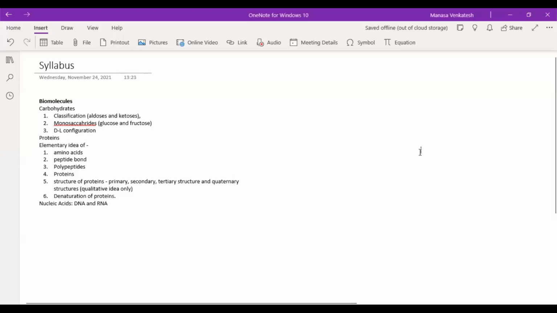In this video, we are going to be learning about biomolecules. And in this year, that is for 2021-2022, you do not have to learn about vitamins, hormones, and enzymes as well. So this is the basic syllabus of the chapter biomolecules. We'll be starting with carbohydrates and moving on to proteins and learning about nucleic acids, that is DNA and RNA.